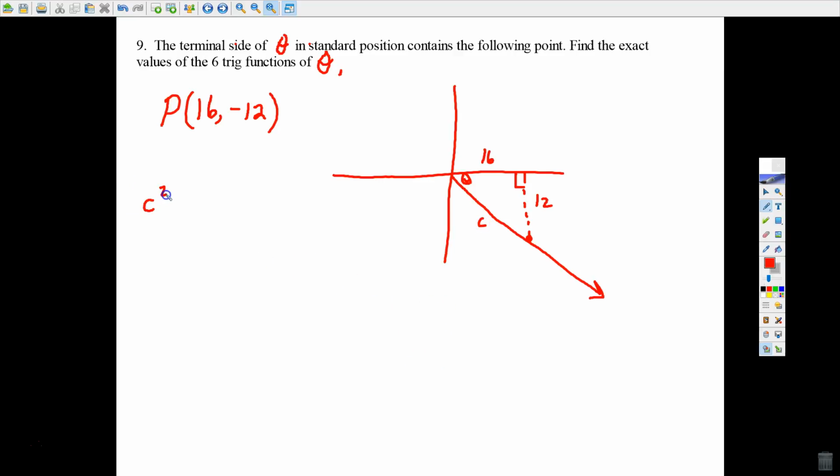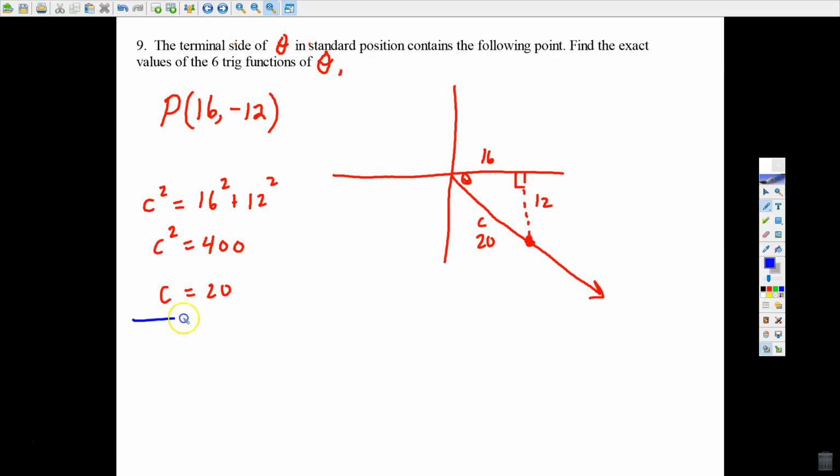So let's do the Pythagorean theorem. C squared is equal to 16 squared plus 12 squared. And let's turn it over to our calculator. C squared is 400. So C is 20. All right, and so now we can make all of our trig ratios. We just have to remember that in quadrant 4, sine is negative, tangent is also negative, and the reciprocals of those will be negative.